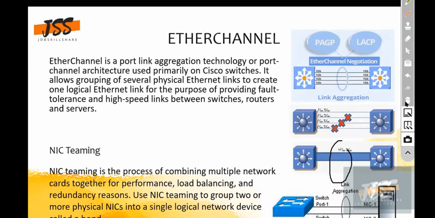EtherChannel uses 2 kinds of protocols, PAgP and LACP. PAgP again is Cisco proprietary, and this concept is almost similar to the one that I discussed in the earlier slide. While this one is open standard, so wherever we have a Cisco switch with Juniper, we're going to use LACP. And these are negotiation protocols.